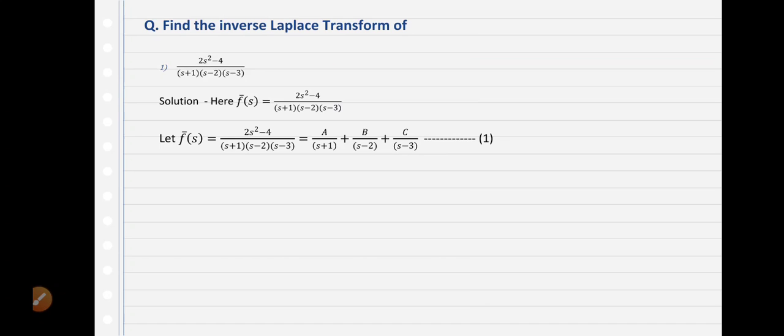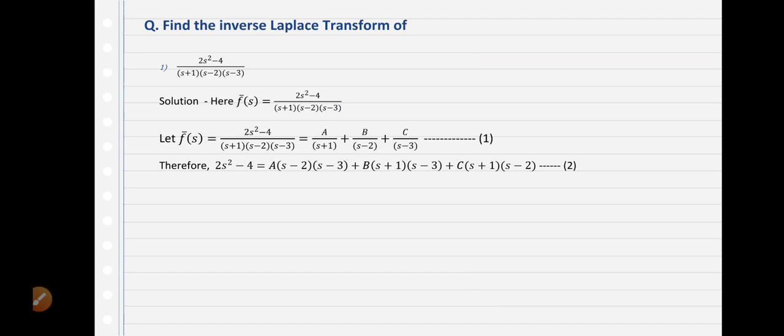Now taking LCM on the RHS, we get 2s square minus 4, that is the numerator of the LHS of equation 1. Taking LCM on the RHS of equation 1, the denominator becomes (s plus 1) into (s minus 2) into (s minus 3). So just comparing the numerators on both sides of equation 1 after taking LCM, we get equation 2. So we can write this equation 2 directly.